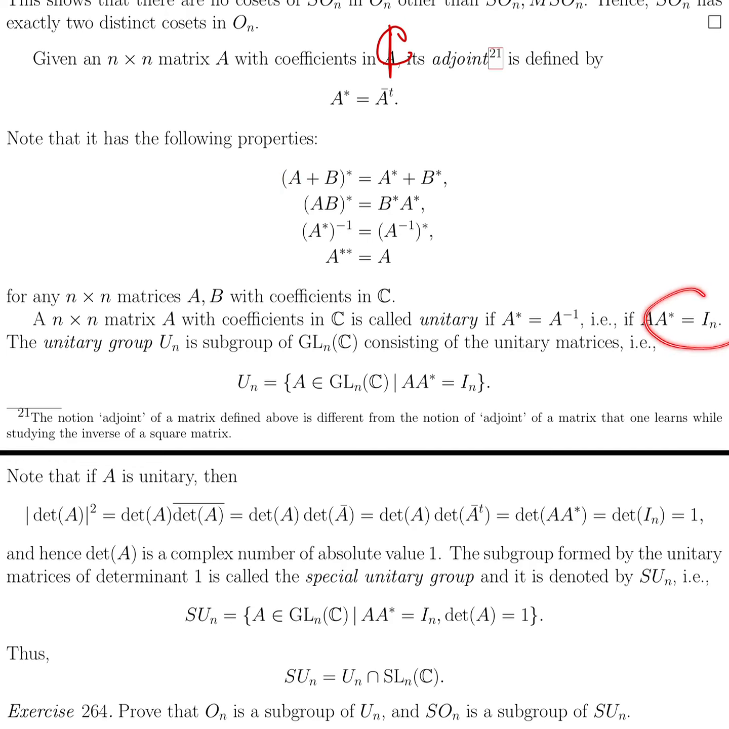Now one can focus on the matrices satisfying this criterion. You can focus on such matrices A with coefficients inside C that satisfy the condition that A star is identity. Maybe I had just said A transpose is identity, I mean that A star is identity: A times its adjoint is identity. In this way, one obtains a subgroup of GL n C. This is denoted by U n, and this is called the unitary group, or unitary subgroup of GL n C.